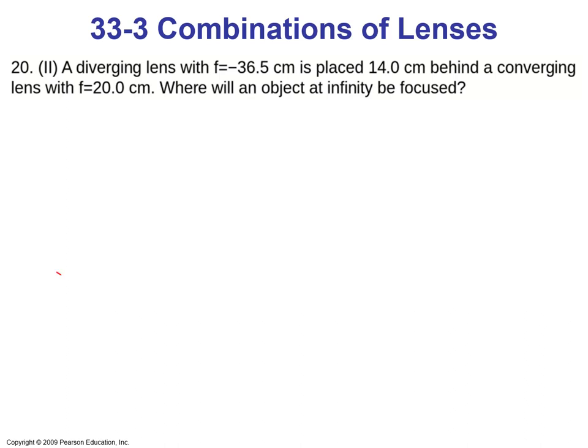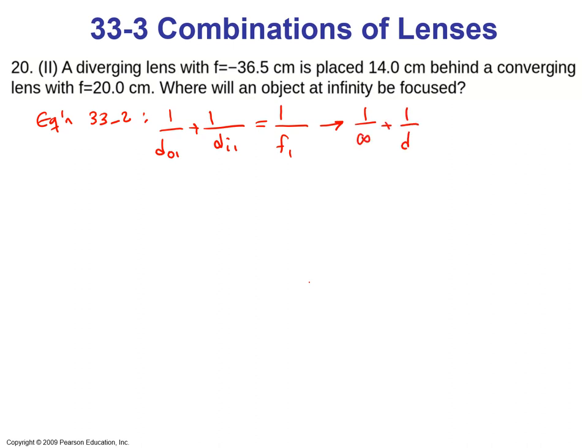So as the question is asking, the first lens is the converging lens, an object at infinity, an image at the focal point of the converging lens, is given by the equation for the lenses 32-2. So we say 1 over the distance of the object for the first lens plus 1 over the distance of the image for the first lens is equal to 1 over the focal length of the first lens. Let's plug in the values. We have 1 over infinity plus 1 over DI1 is equal to 1 over F1. That means the first image will be formed at the location of the focal length of the first lens, which is 20 centimeters from the first lens.